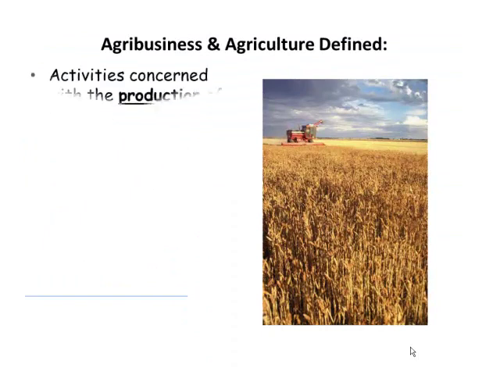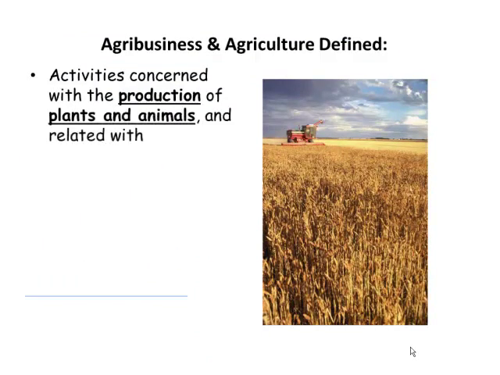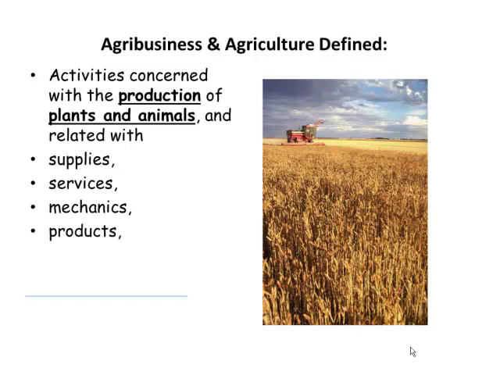Keep in mind, as we talked to you in Part 1 about the overview of agribusiness and agriculture, we want to talk to you now about more of a definition of it and basically understand the activities concerned with the production of plants and animals and related things such as supplies, services, the mechanical needs, the products involved with that, the processing, and then also the marketing of it.